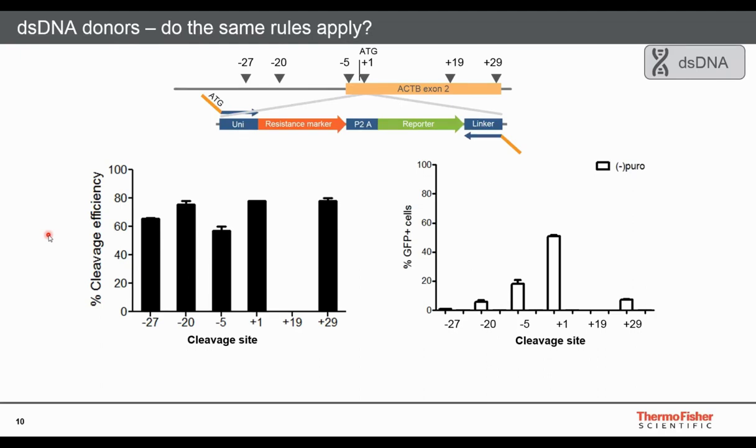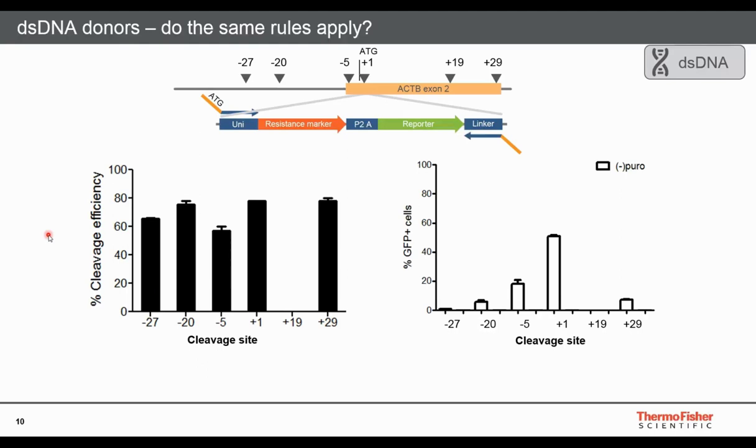And then when we look at our percent GFP positive cells, again, we see that we get the highest percent GFP positive cells when our cleavage site is close to our insertion site. So we see the highest knock-in rate with our +1, and we see a decent amount with the -5. There is some signal at the -20 or -27 guide RNA, but again, we're seeing over 50% GFP positive cells at that +1 cutting guide RNA.